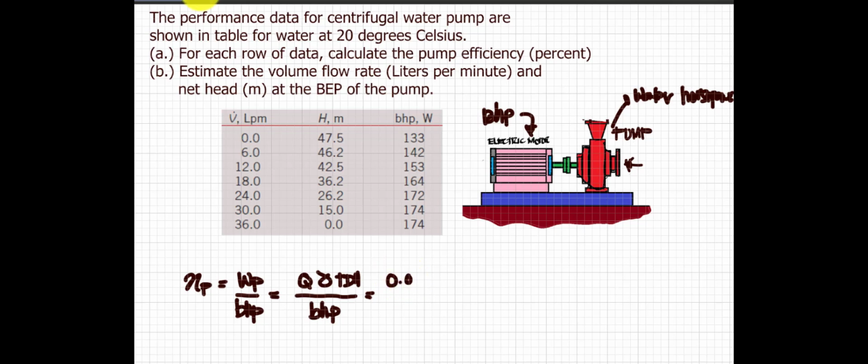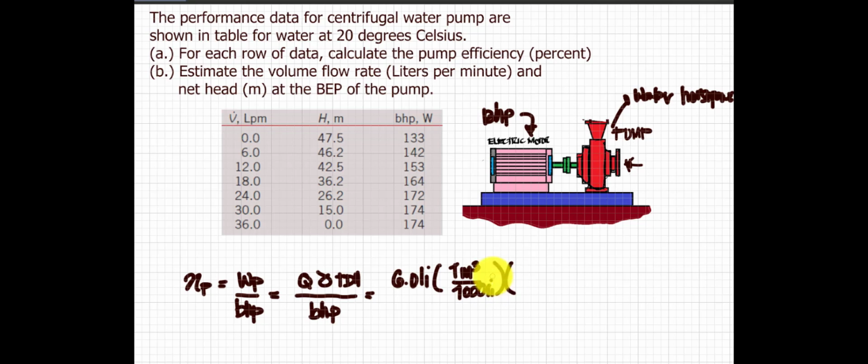So let's try other values here. Let's try to use 6 liters. Okay, I'm going to use the 6 liters. So we have here 6.0, which is in liters. So let's try to convert this into cubic meters. So usually, 1 cubic meter is divided by 1,000 liters.